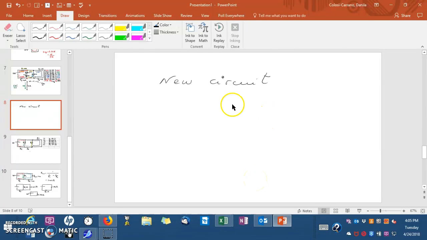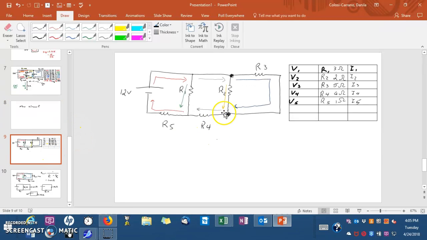Okay, so now this is the next circuit. For this one, this is your circuit, the one that you have to find information about. Those are all the resistors, the resistances of every single one of those resistors expressed. Your job, of course, is to fill in the table.